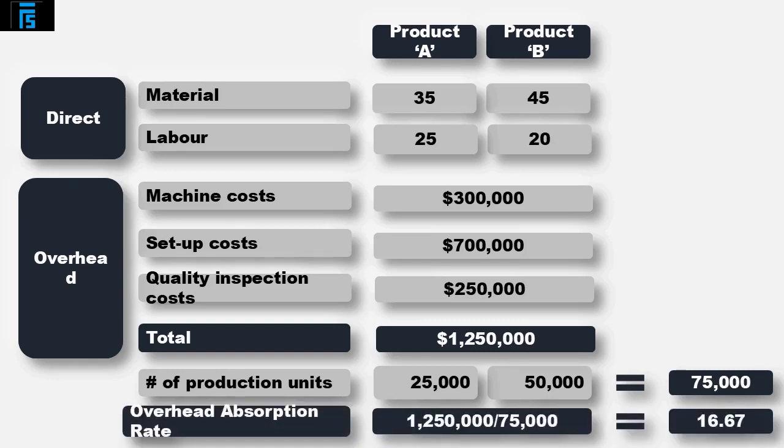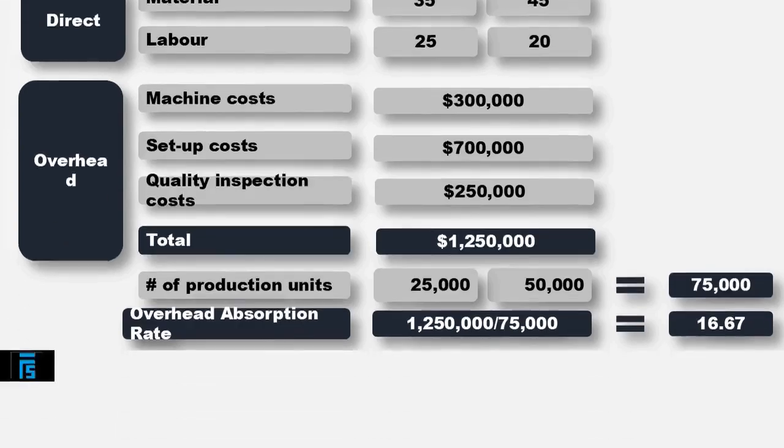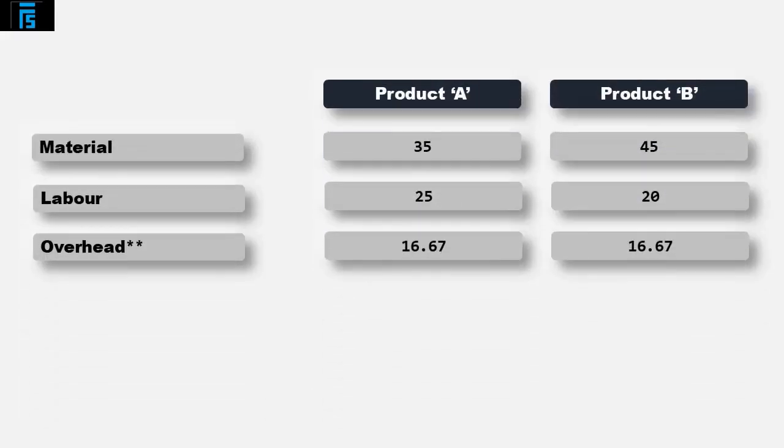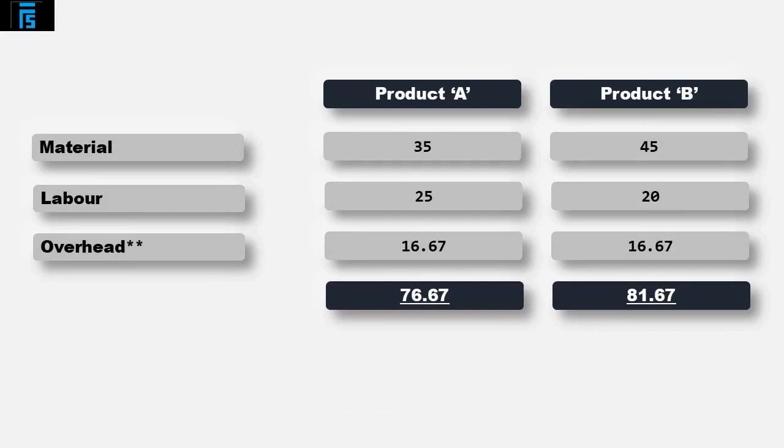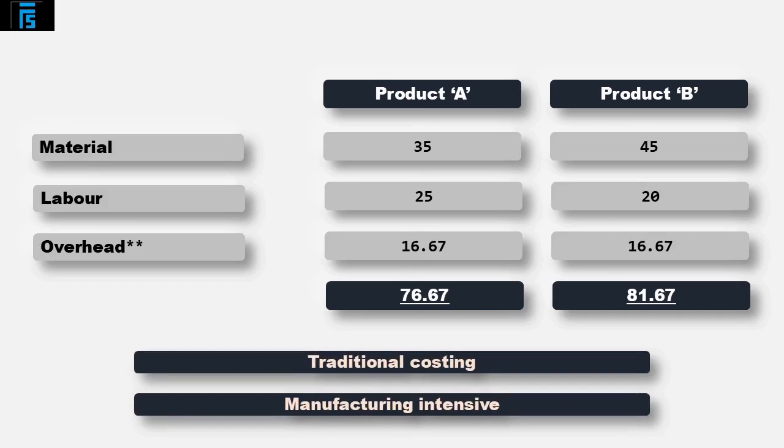So, the overhead absorption rate is $16.67 per unit of production, being the overhead of 1.25 million divided by 75,000 units. If we add the overhead cost per unit to the material and labour cost, the total cost per unit of product A and B amounts to $76.67 and $81.67 respectively. We know that this is the cost per unit under absorption costing, or the traditional cost per unit, in which overheads are absorbed based on production volume, in this case the number of production units.